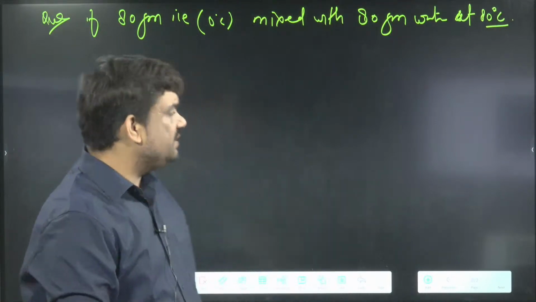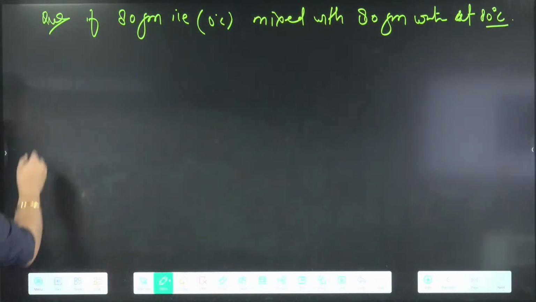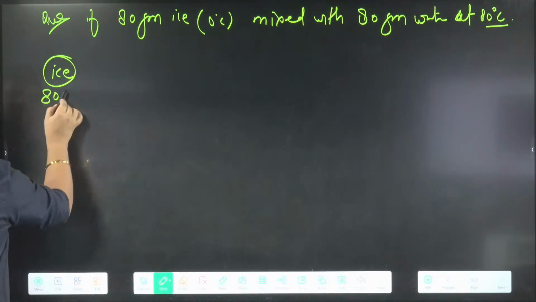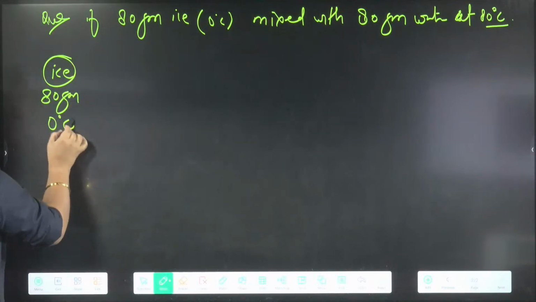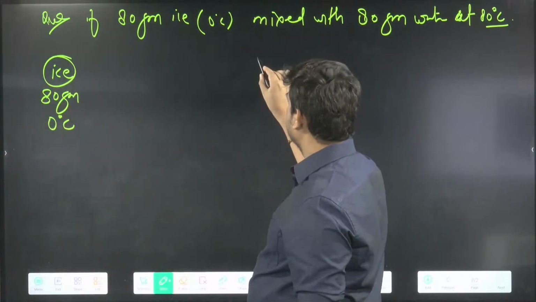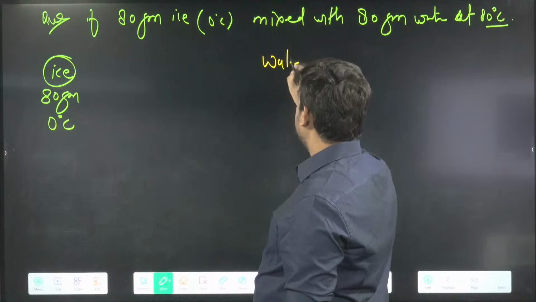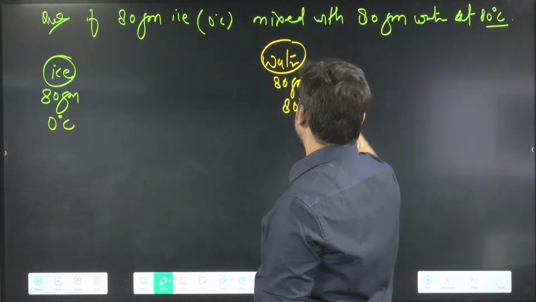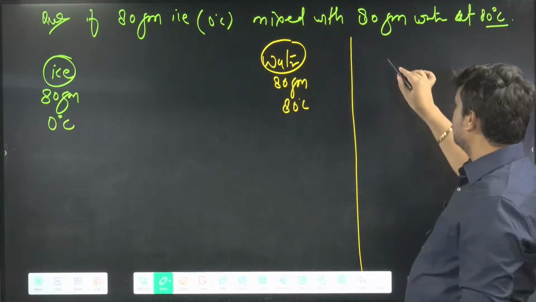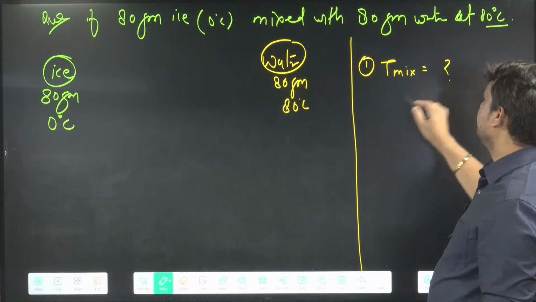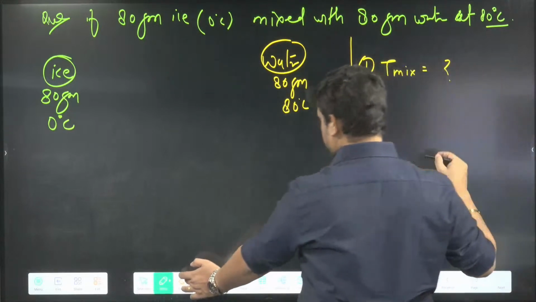Now in these questions, this side I'm going to write as usual. I have told you, this is 80 gram ice, at 0 degree Celsius, and this side your water, 80 gram water, at 80 degrees Celsius. And as usual, they will ask several questions. Number one, temperature of the mixture, that you have to find.